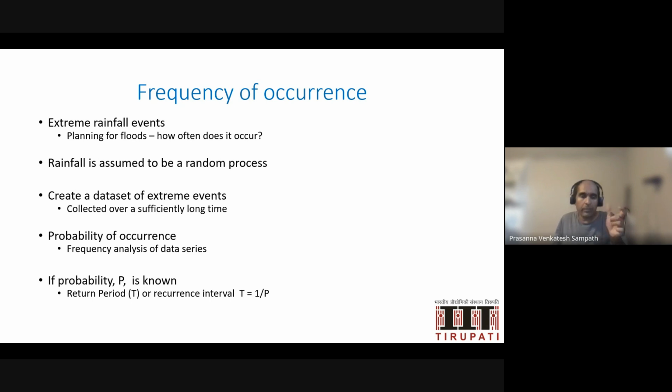Now, the return period is just a statistical way of saying how often will this kind of extreme event occur again, or how much time does it take for an extreme event to return. It came this year, it'll return after 5 years, 10 years, 20 years, whatever it is, right? So we can refer to it as the return period or the recurrence interval. All these terms mean more or less the same thing. So I want to know the return period of an extreme event, which is 1 by P, where P is the probability of occurrence of that extreme event.